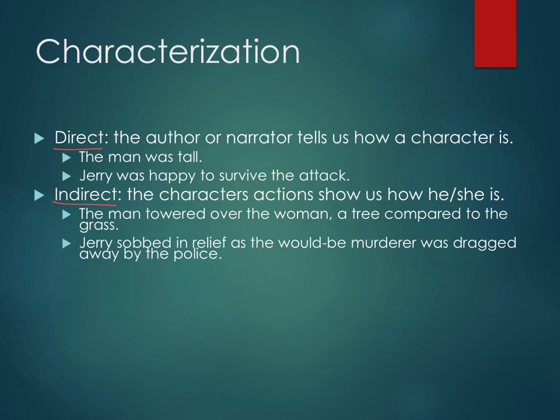In direct, the author or narrator tells us how a character is. The man was tall, Jerry was happy to survive the attack. In indirect, which is more common, the character's actions show us how he or she is. The man towered over the woman, a tree compared to the grass. Jerry sobbed in relief as the would-be murderer was dragged away by the police. These are action verbs. We have to infer that the man was tall and that Jerry was really happy.